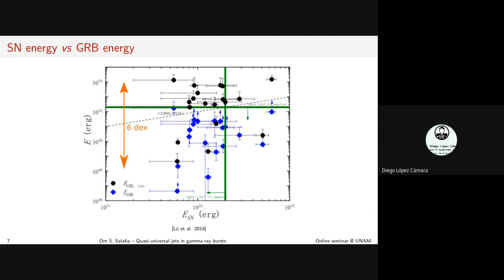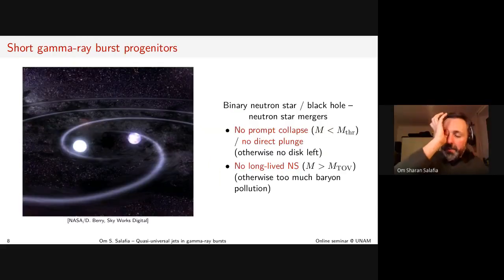Okay, thanks. For short GRBs, we have a more uncertain, but to some extent similar situation. So it is a long-held prediction that the progenitors of GRBs in general and short GRBs in particular should have been binary compact object mergers involving at least one neutron star. So binary neutron stars or black hole neutron star mergers.